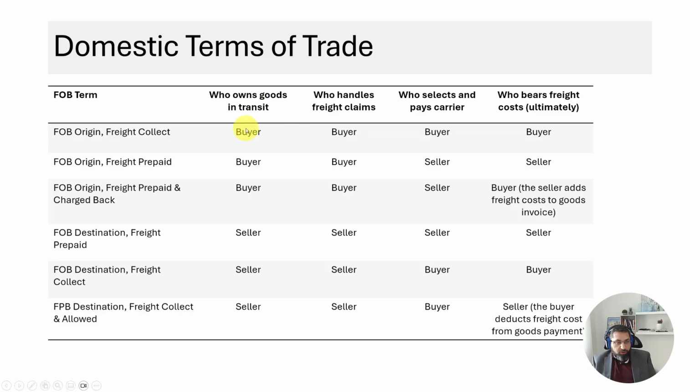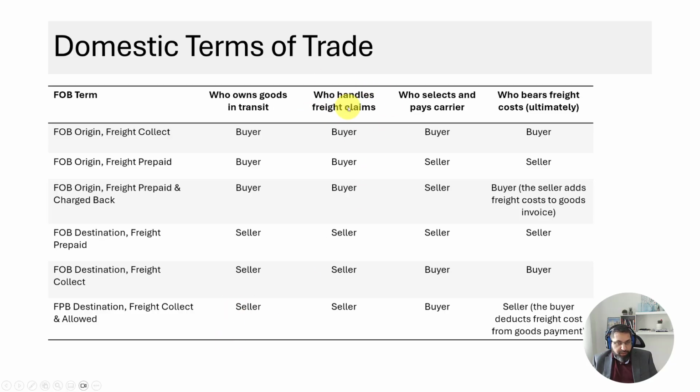Now, who owns the goods in transit? Whenever it says origin, the buyer will own the goods in transit. So the first column is just converting origin to buyer, destination to seller. Because whenever it's origin, the title of the goods passes to the buyer at the start, at the origin of the shipment or transportation, whereas with FOB destination, the title passes to the buyer at the end of the shipment, the transportation, and that is why the seller owns the goods in transit for FOB destination. So the first column is simple.